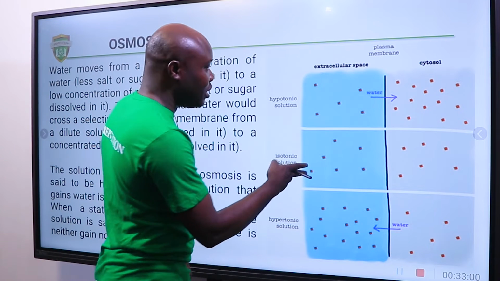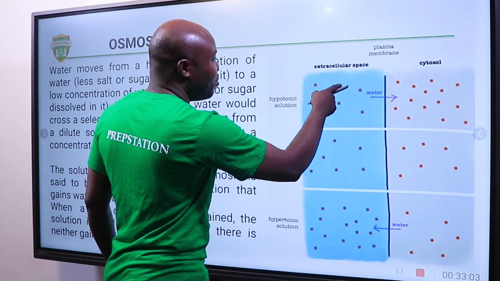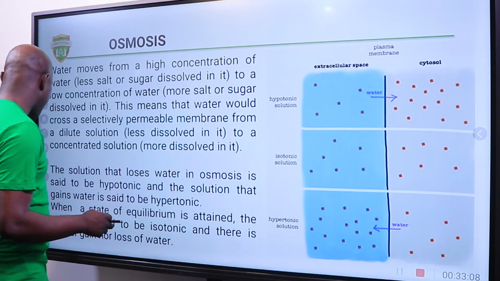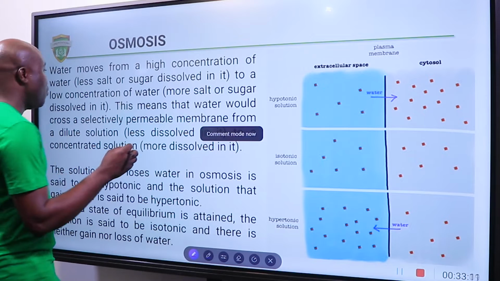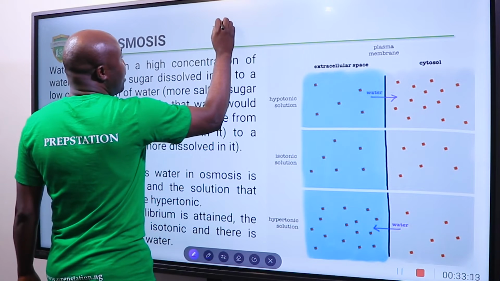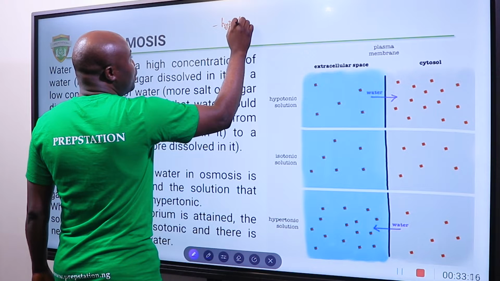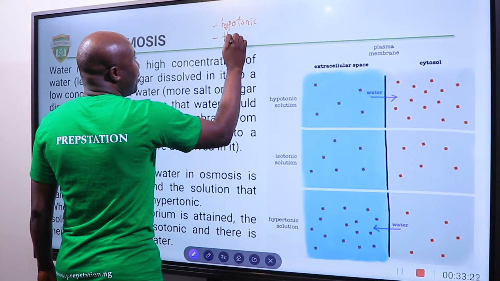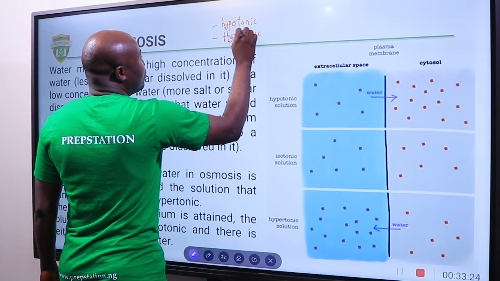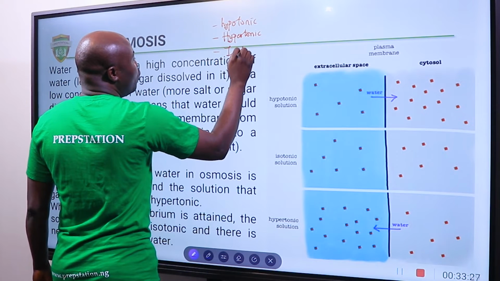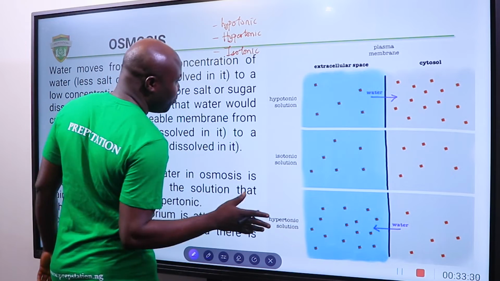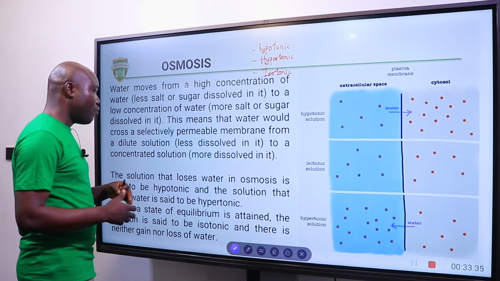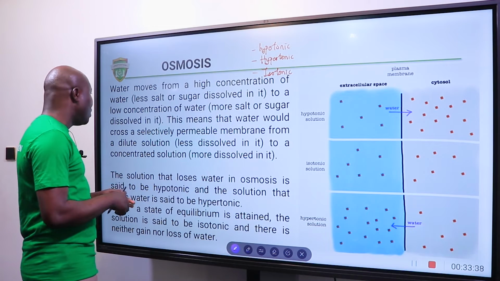I hope you can see this diagram. Now, we have the extracellular space, we have the cytosol. In the case of osmosis, we have different types of solution. We have 3 types of solution. We have what we call the hypotonic solution, the hypertonic solution, and then the isotonic solution. Now, stay with me, please. Of course, I've told you that there's going to be movement of water, right? There's going to be movement of water.